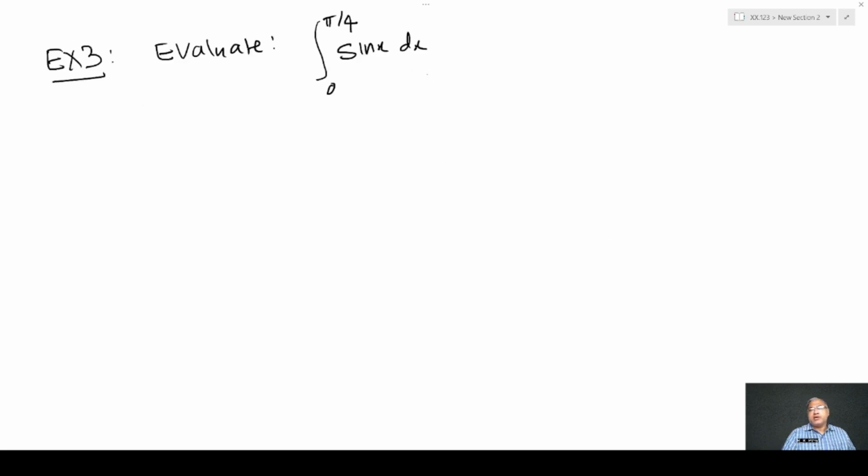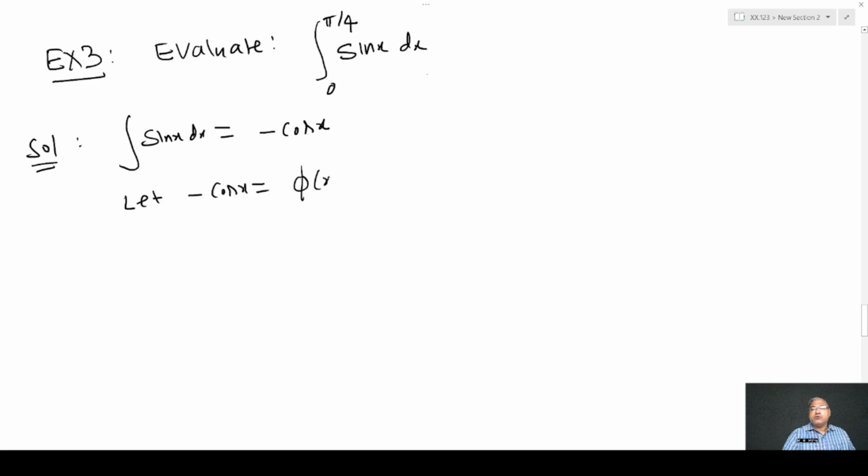Example 3. Evaluate integration of sin x with respect to x for limit 0 to pi upon 4. Solution. Step 1. Integration sin x with respect to x equals to minus cos x. Here I have not written plus c. Step 2. Let minus cos x equals to phi of x. Therefore, integration of sin x with respect to x from 0 to pi by 4 equals to, here we write the box, inside the box phi of x, and here lower limit and upper limit.